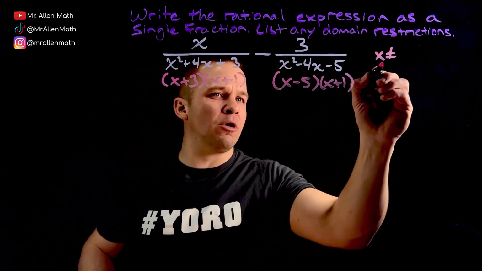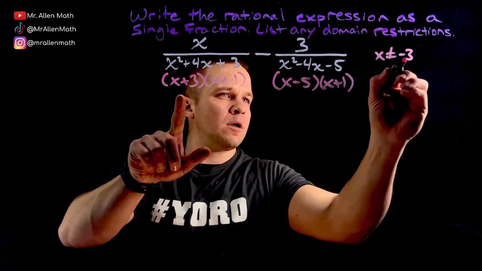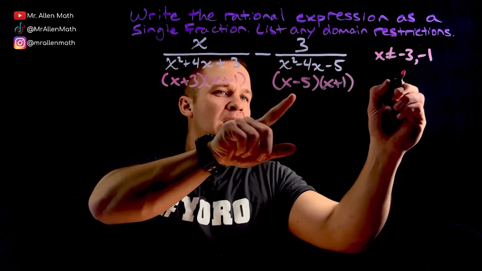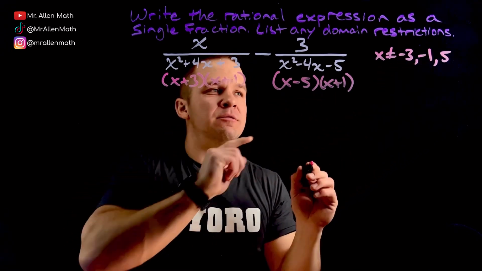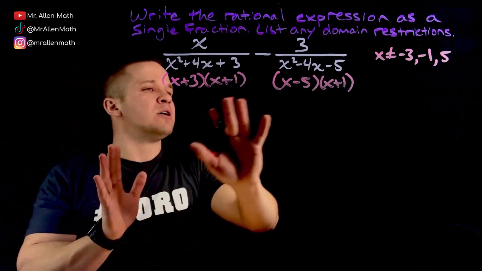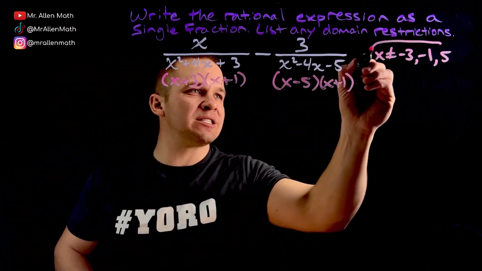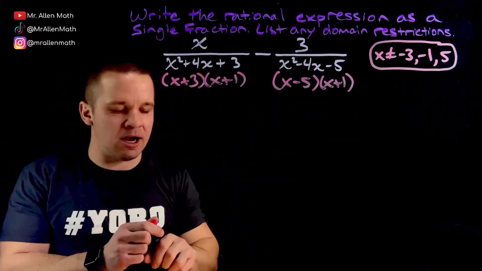So off to the side, I'm just going to jot this down. x cannot equal negative 3. We're going to have negative 1. And I got positive 5 and also negative 1. I don't need to list that one twice, right? So those are my domain restrictions. That's going to be a part of my final answer, okay?